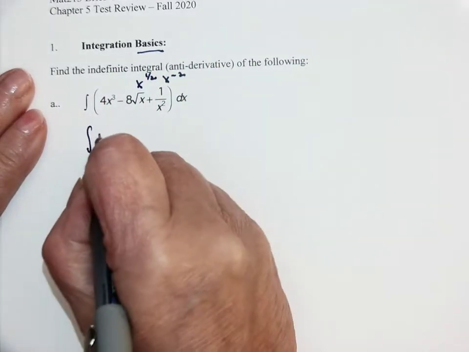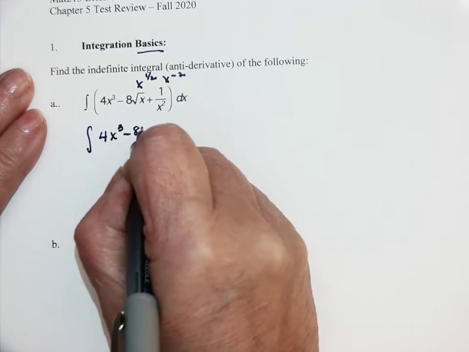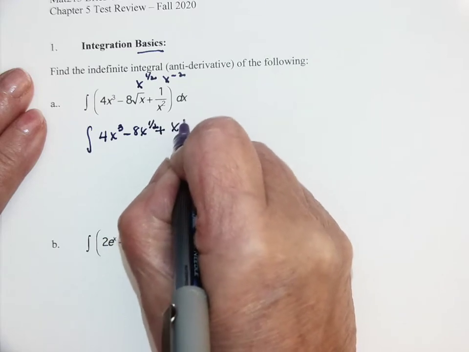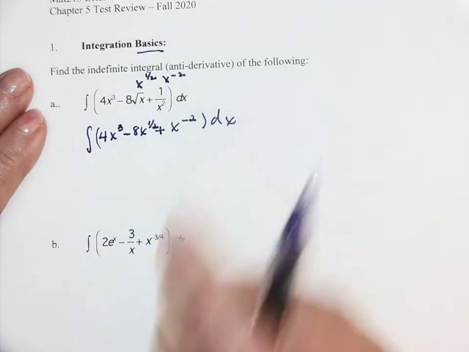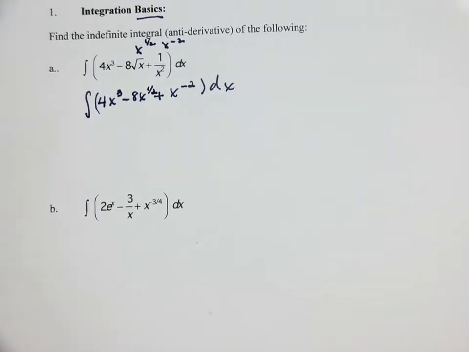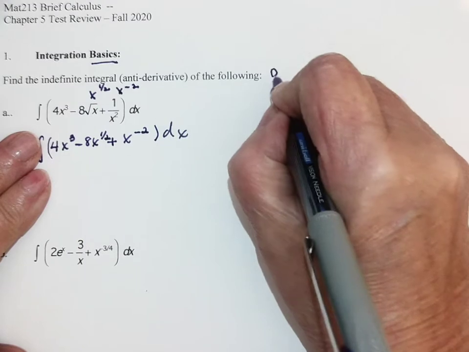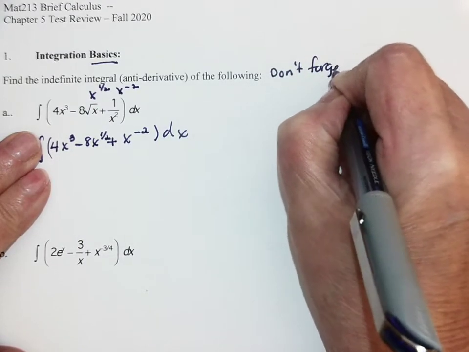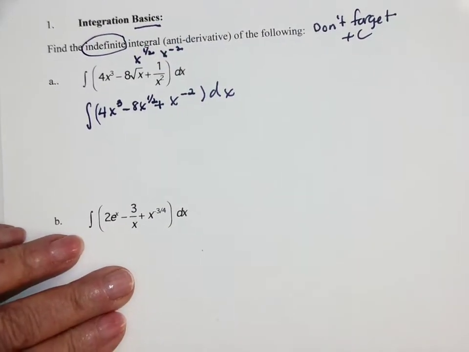So this turns into the integral of 4x cubed minus 8x to the 1/2 plus x to the -2 dx. Now remember, this is an indefinite integral, so we don't want to forget the plus c because of this word right there. There's no limits of integration.